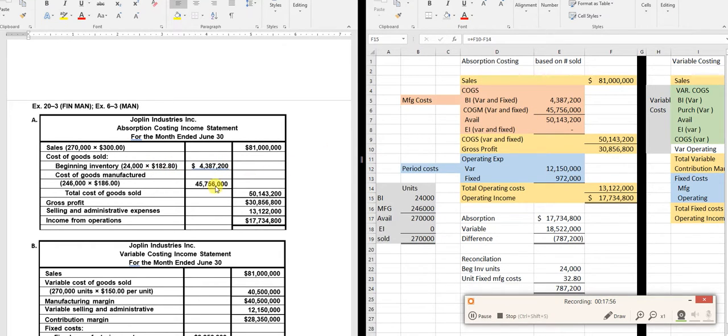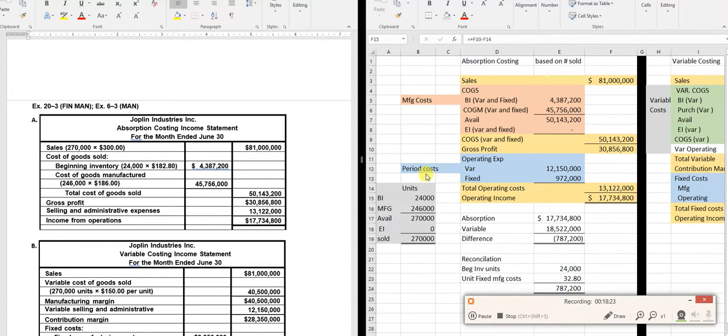I have cost of goods manufactured. Since they don't have an ending inventory, they just flip right to cost of goods sold. I prefer showing the ending inventory just so you can see it, and I can use the same template for the next one. Then my selling and administrative expenses, I broke them out between variable and fixed, and I have a reason for that. But notice 13122, 13122, and my operating income is 17.